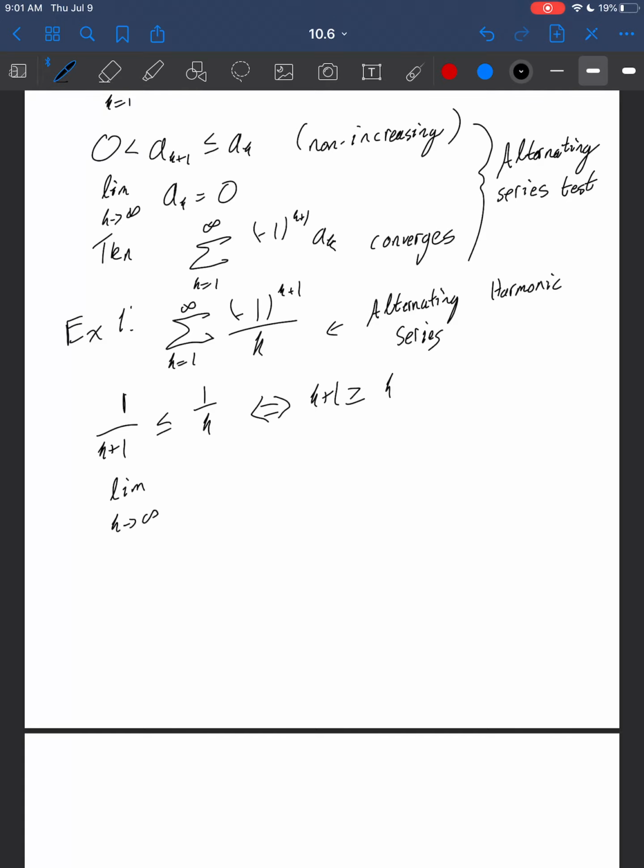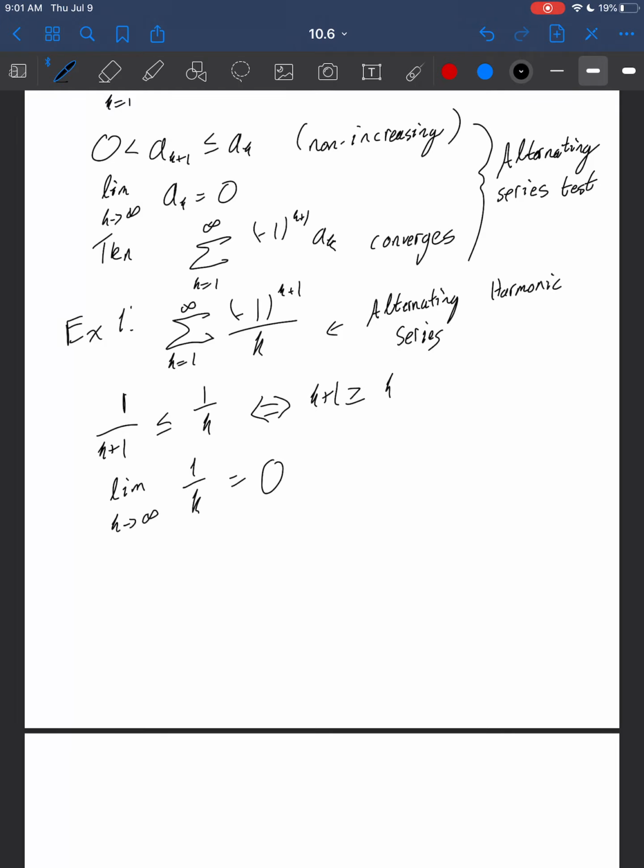Now the second condition is we would like to show that the terms go to 0, so the limit as k goes to infinity of 1 over k.